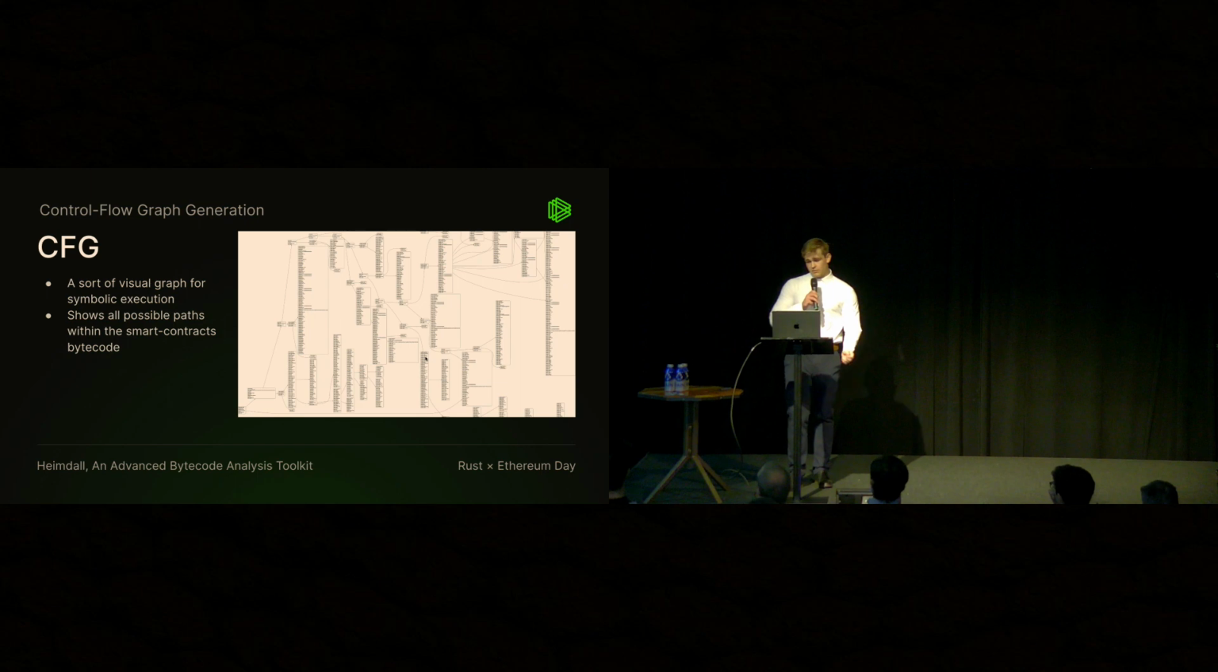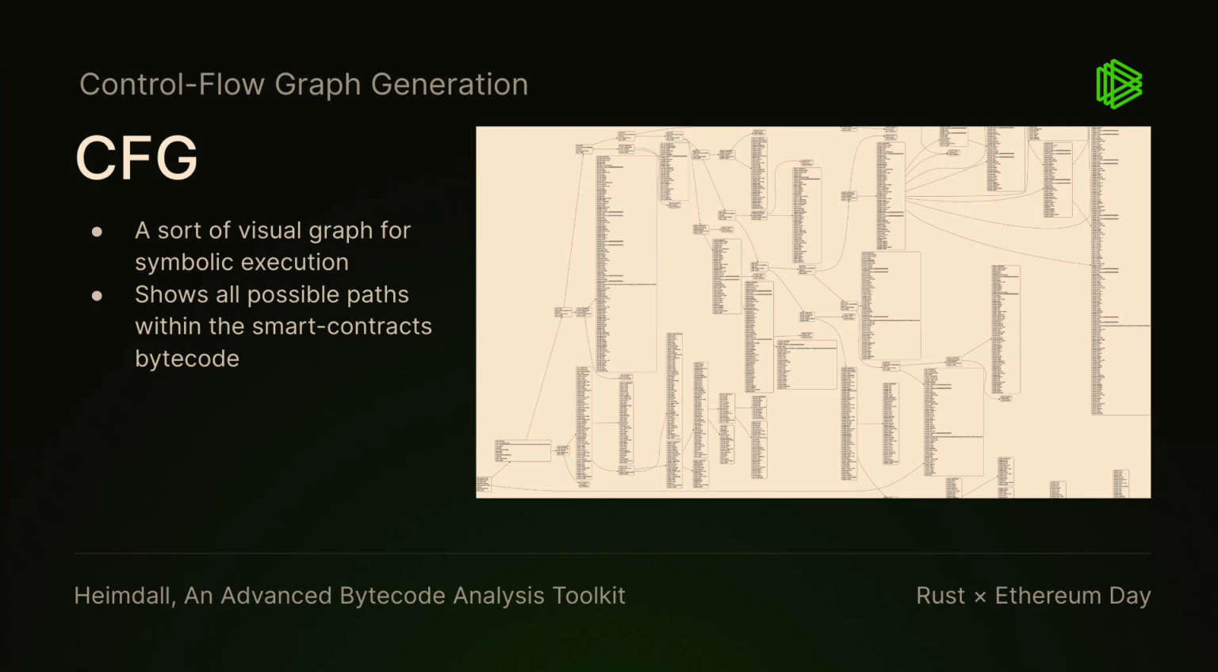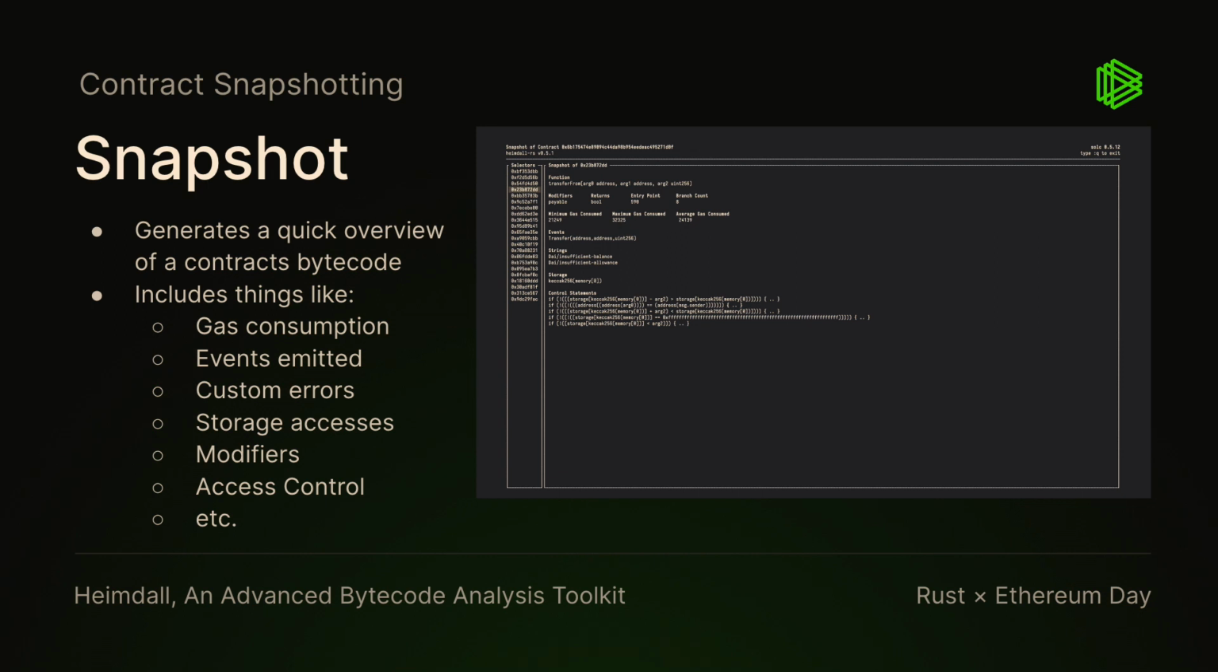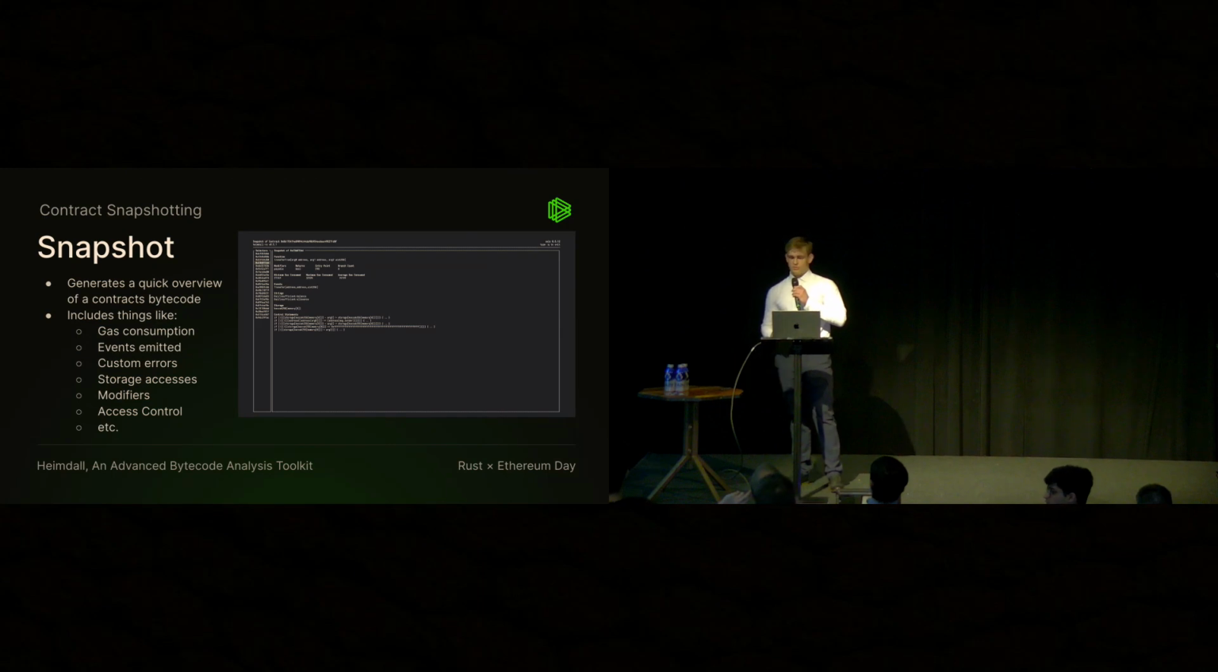Taking it a step back, control flow graph. You've already seen this a few slides ago, but basically it shows every possible path that the contract could take. The snapshot module is new. I added it a few weeks ago. It's similar to decompile, but takes another step back and will only show you relevant information. It'll run things and display gas consumption, events emitted, custom errors, storage accesses, modifiers, access control, etc. And it can actually resolve signatures from the 4-byte directory, which is pretty cool, which is how Heimdall is able to give you the exact ABI of any contract you put in.